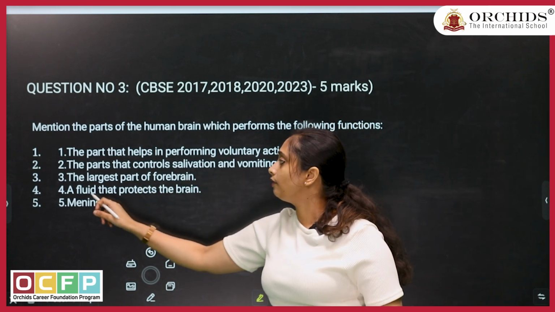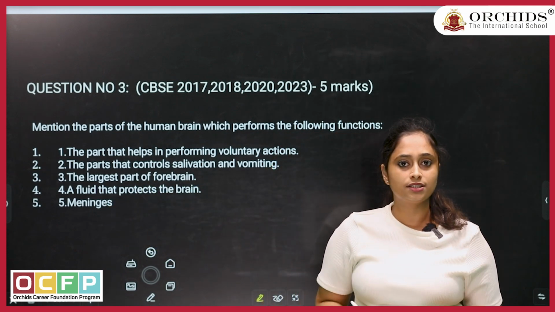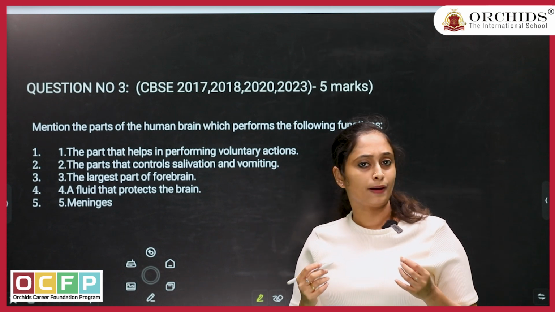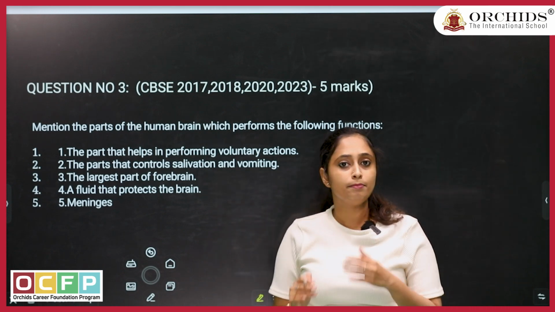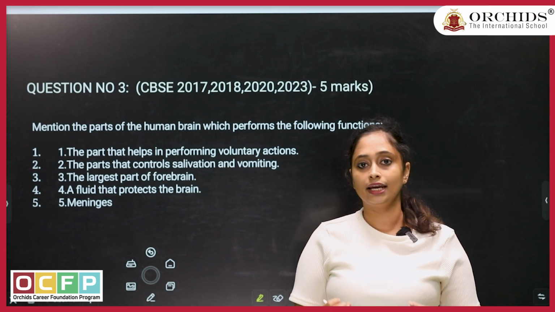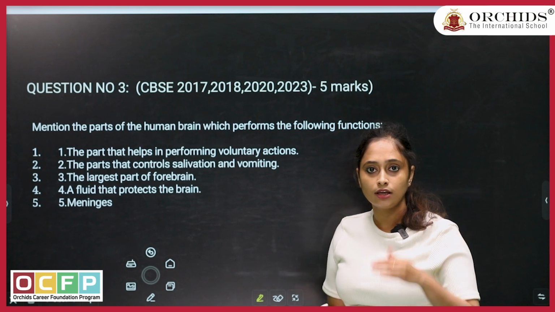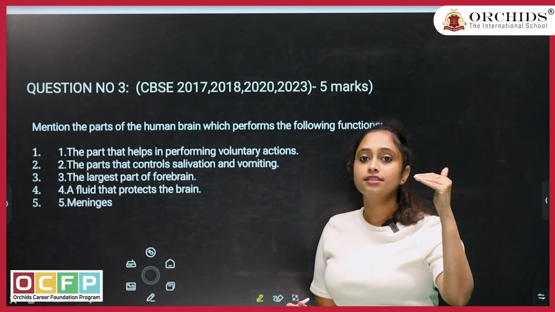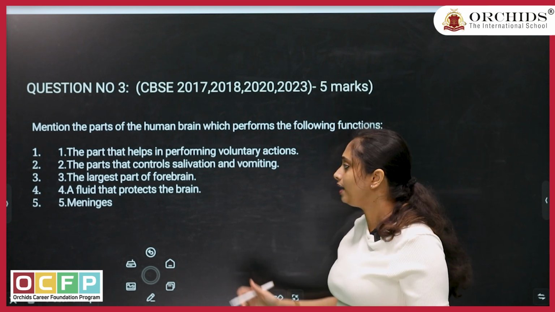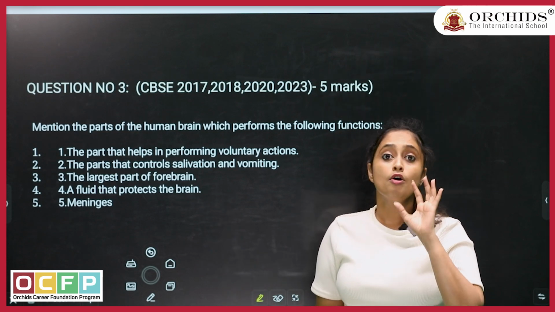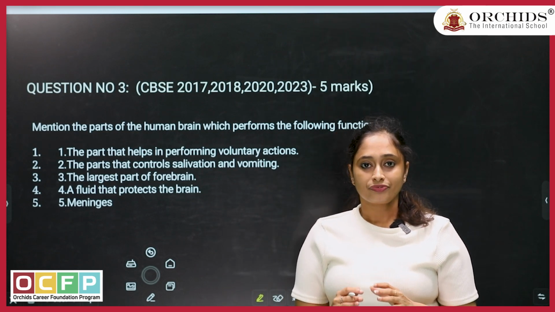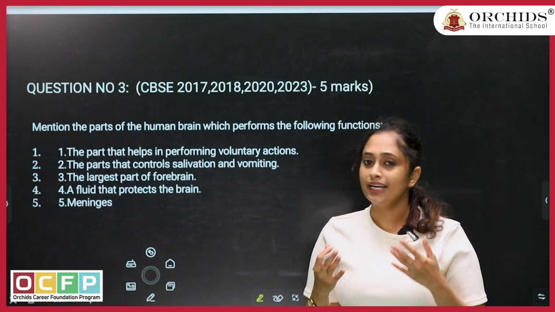And the 4th question, a fluid that protects the brain, the fluid is known as CSF or cerebrospinal fluid. And our 5th one, meninges. Meninges is a 3-layered membrane structure which is protecting the brain. I think all of you got the answer. If you explain these answers directly, you will get 1 mark for each one, and you can score the full mark 5. So I think we can move to the next question now.